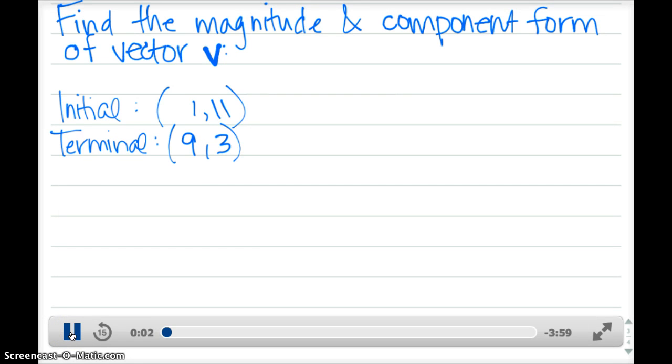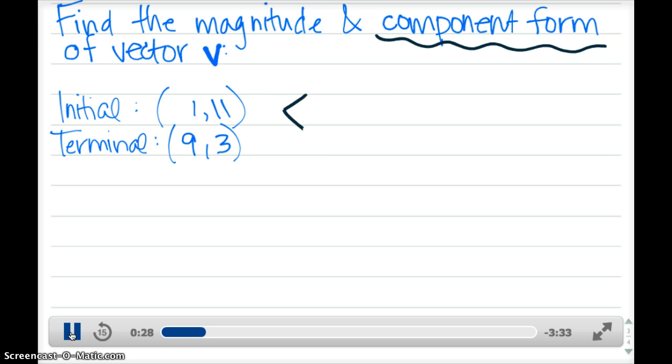Everybody, here is a second example of finding component form and magnitude of a vector, since in class today we had about 5 minutes. So I want to refresh your memory, and let's take a look at this vector. Vector v has an initial point of (1, 11) and a terminal point of (9, 3). And what we want to start with is actually the component form.